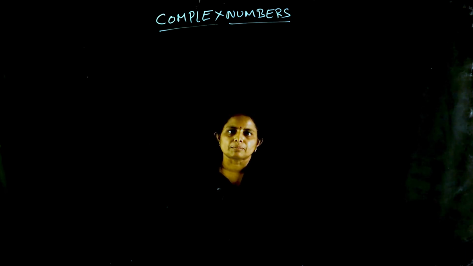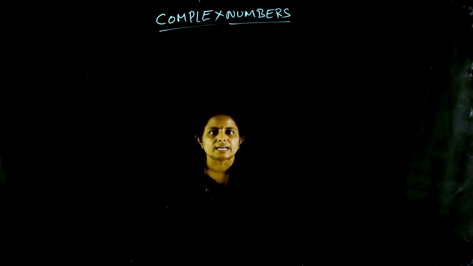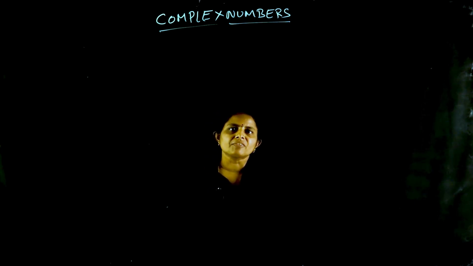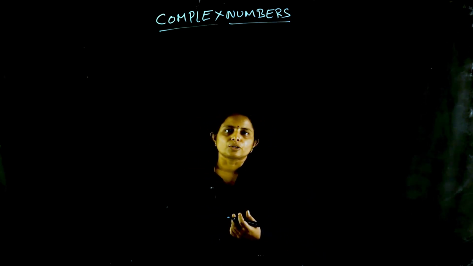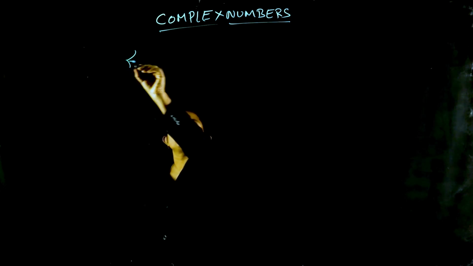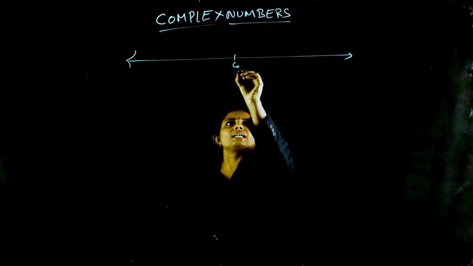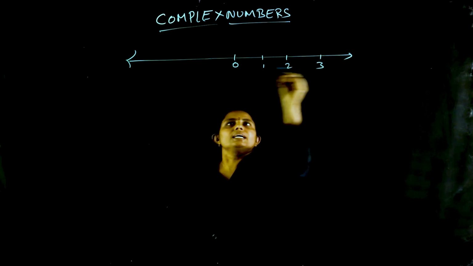Today we are going to learn about Introduction to Complex Numbers. Right from childhood, we have been learning different kinds of number systems like natural numbers, whole numbers, rational numbers, irrational numbers, integers, real numbers, etc. So, what are these real numbers? Real numbers are those numbers which can be represented on a number line. So, if we take a line, these real numbers can be represented on a number line.